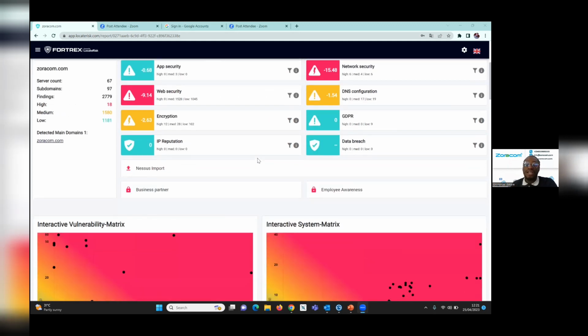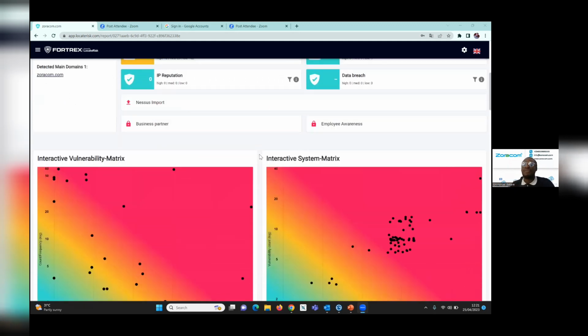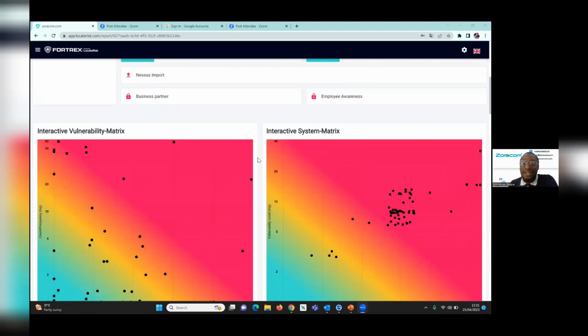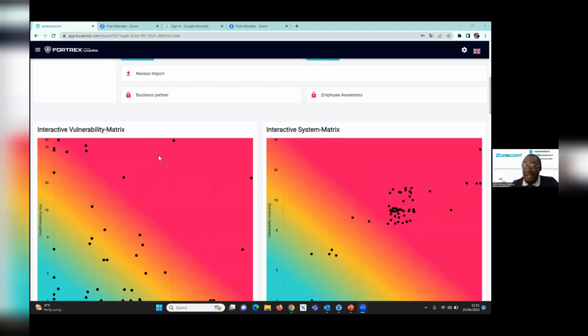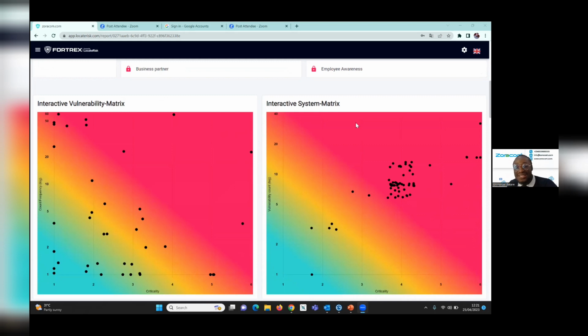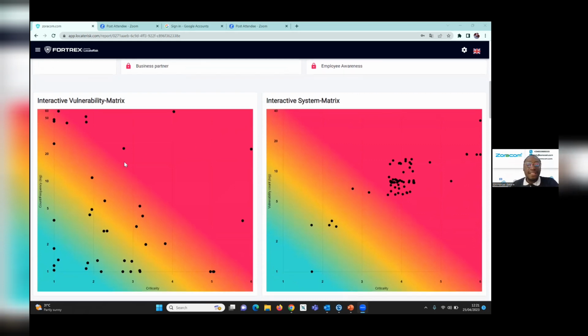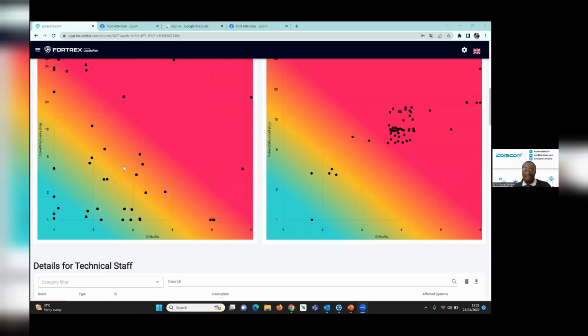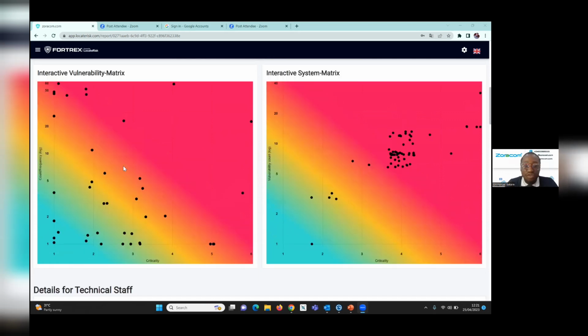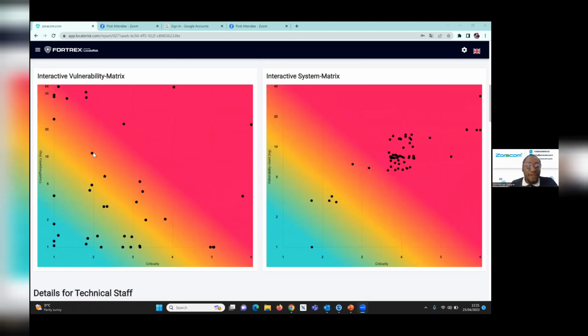When we go down further, you have what we call our interactive matrix. So you have your interactive vulnerability matrix and your interactive system matrix. From here, it gives you at a glance, from a graphical angle, the total number of devices. And as we move from green to red, obviously red implies very, very bad, green means very, very good, and yellow means there's still room for improvement.